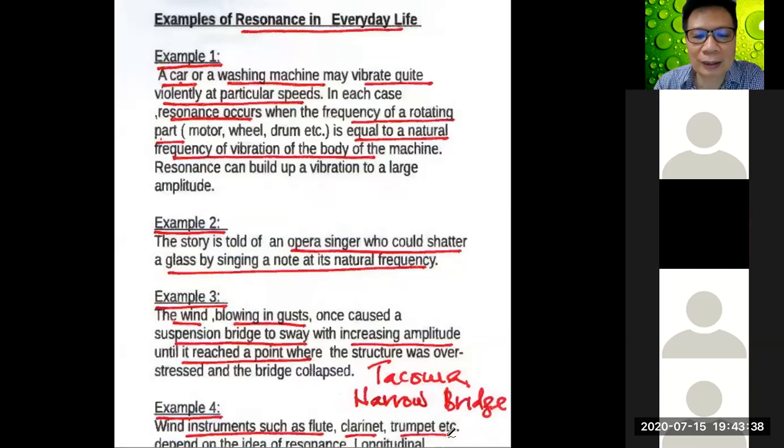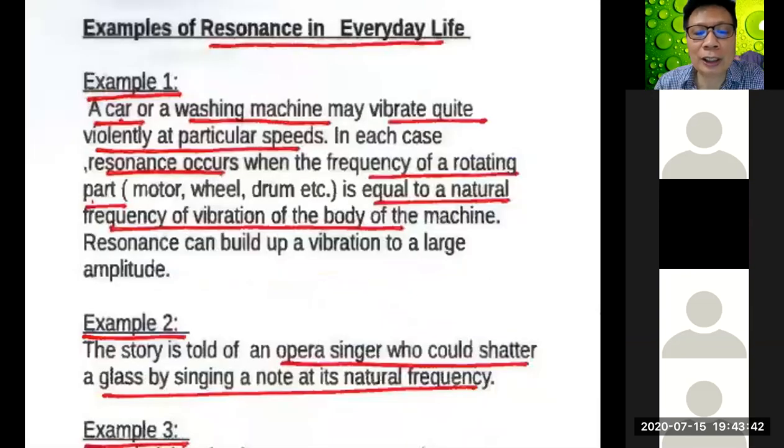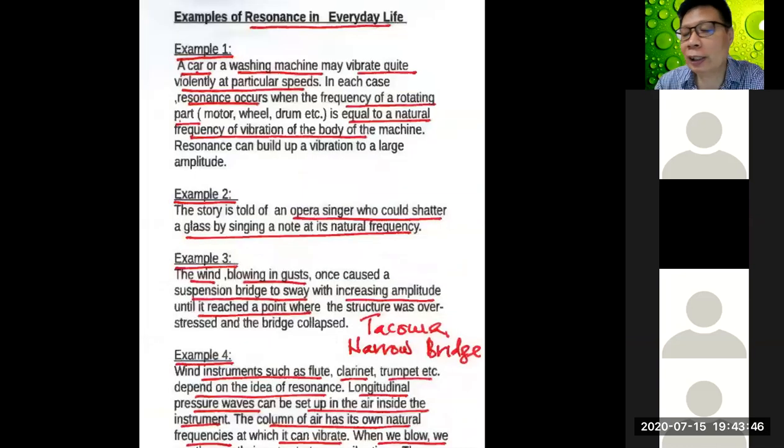Microwave and radio. Yes, correct. We use resonance in the microwave for cooking, right? And also resonance is used in the radio for us to listen to a radio channel. You need resonance. Okay, next one.